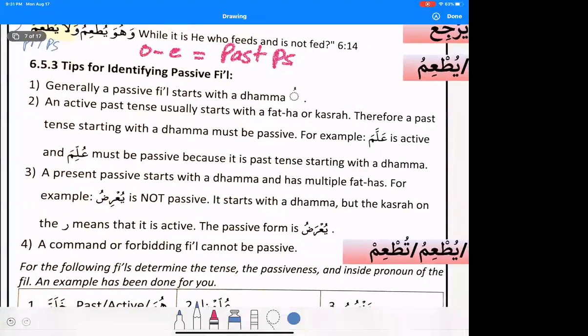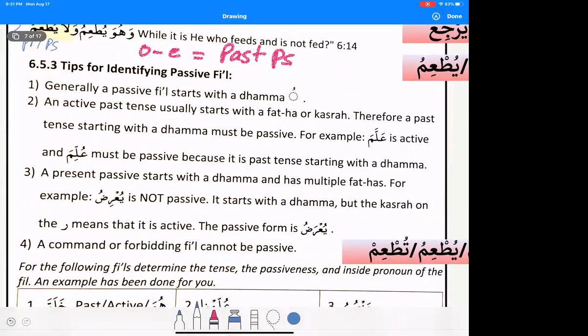Okay, some more tips on how we can identify passive fail. Generally, a passive fail starts with dhamma. Even in present tense and past tense, in both tenses, it starts with dhamma. And active past tense usually starts with fatha or a kasra. Therefore, a past tense starting with dhamma must be passive. For example, allama is active, and then ullima is passive. Easy clue. Then present passive starts with dhamma and has multiple fathas.